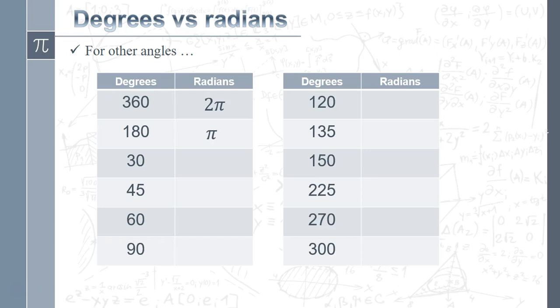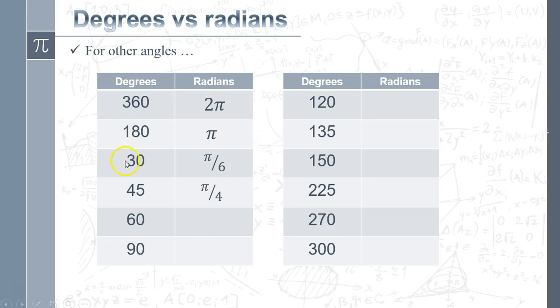And if you've done that, let's just quickly work through them. So 30 degrees, if we compare that to 180, that is 1/6 of 180, so 30 is going to be pi over 6 radians. 45, that's 180 divided by 4, so that's going to be pi over 4 radians. And then what we're going to do is start building multiples of those.